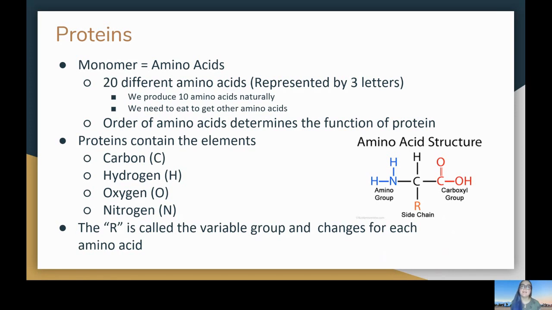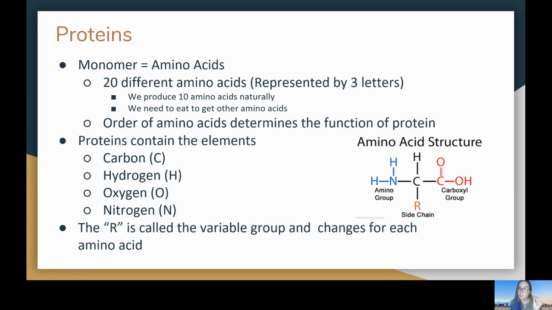And there's 20 different ones that are each represented by a 3-letter segment. So for example, MET, that's one amino acid, okay? We produce about 10 of these amino acids naturally, and then the rest of them we have to eat in order for our body to have them. So that's about half and half. That means we need to eat proteins in order for our bodies to function properly. The order of these amino acids in the chains is what determines what that protein is used for, so what's its function. And the proteins that we need in our body contain the elements C, H, O, and N.